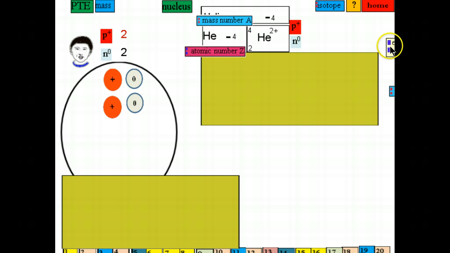In addition, you can also write the electric charge of the nucleus. You know that the nucleus from helium has 2 positively charged subparticles. Each has the charge of plus 1e. So the total charge of the nucleus of helium is always 2 plus.